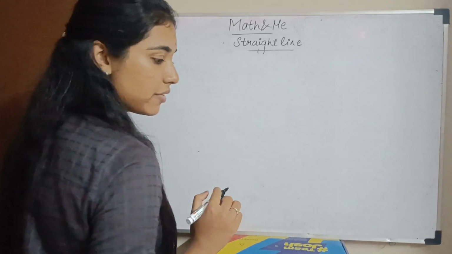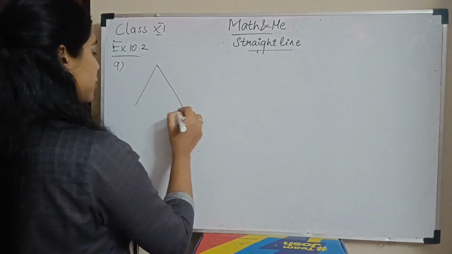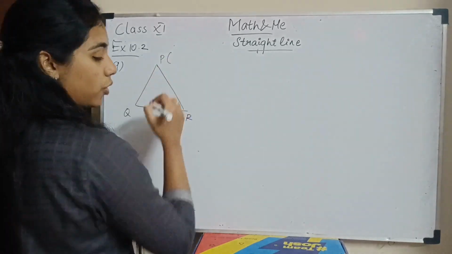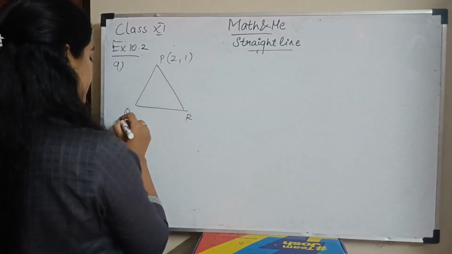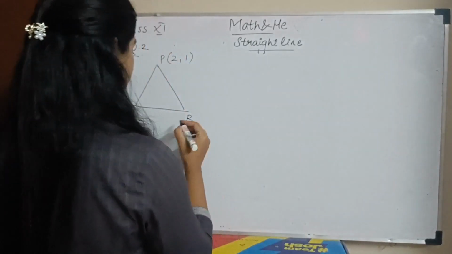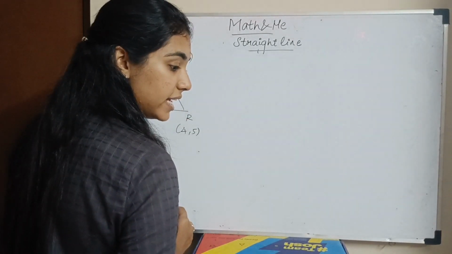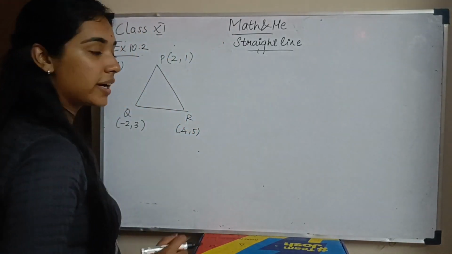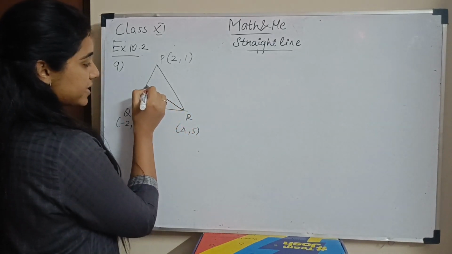Ninth question, we are given a triangle PQR. So P, Q and R with coordinates 2, 1, minus 2, 3 and 4, 5. They are asking for the equation. Find the equation of the median through the vertex R. So this is the median through the vertex R.